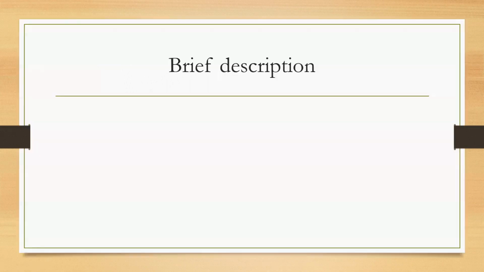So, first, we will talk about the brief description of my project. Powell's method is strictly the Powell conjugate direction method. It's an algorithm proposed by Michael J. D. Powell for finding a local minimum of a function. That function need not be differentiable and no derivatives are taken.